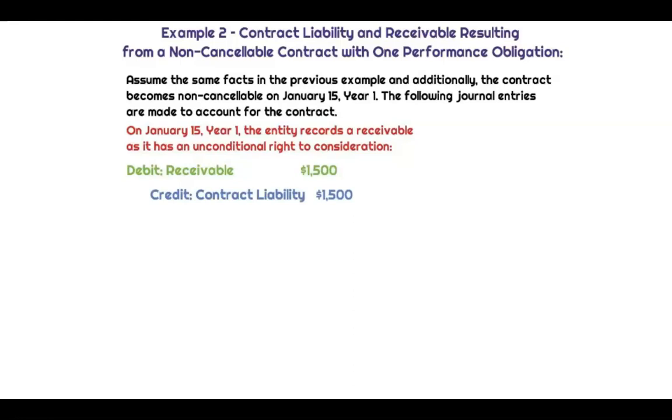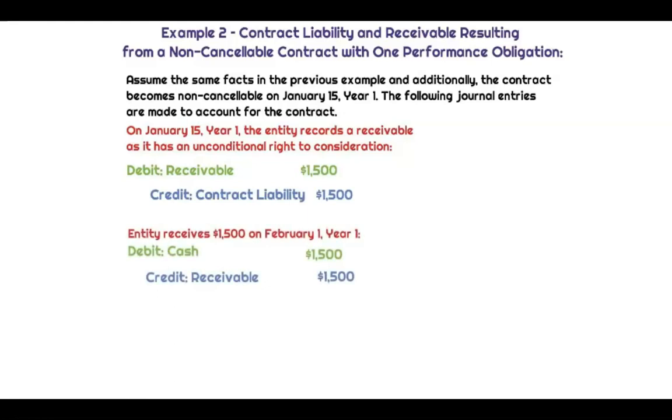Okay, so when we do go ahead and collect the $1,500 on February 1st, year one, we would now record the cash received of $1,500. Okay, so we would reverse that receivable, it's getting credited, and we're going to debit the cash received of $1,500.